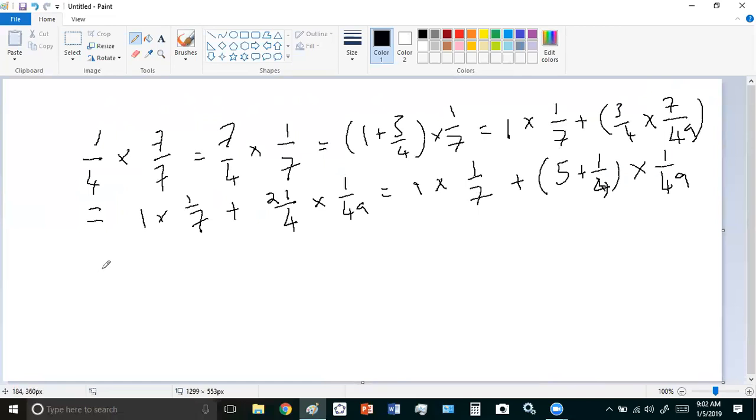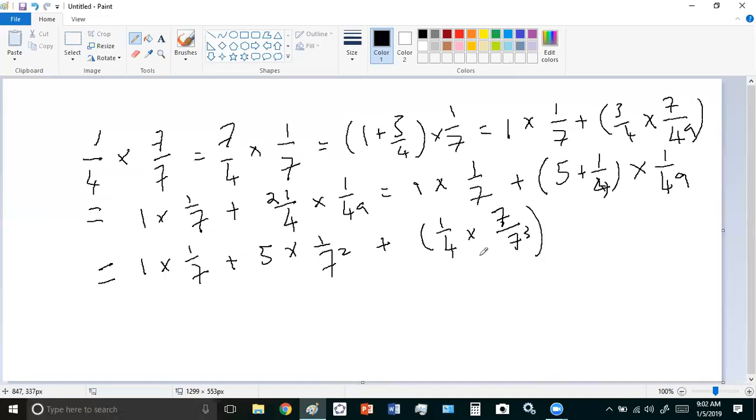And that's going to give us 1 times 1/7 plus 5 times 1/7 squared, which is 49, plus 1/4 times 1/7 cubed, or 343, right? Okay, and of course you can see now that this pattern will repeat, because obviously we cannot measure a quarter in base 7, all right?